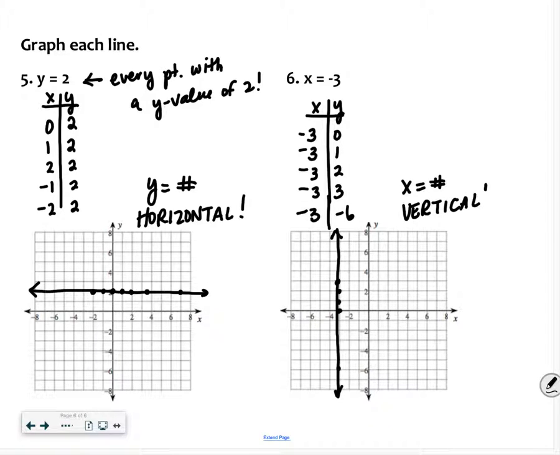So just think about it. Think about different points that would be on your line. If I had x equals 7, then that would be every single x value of 7. So 7, 0, 7, 1, 7, 8, right? These are all points that would be on that line.